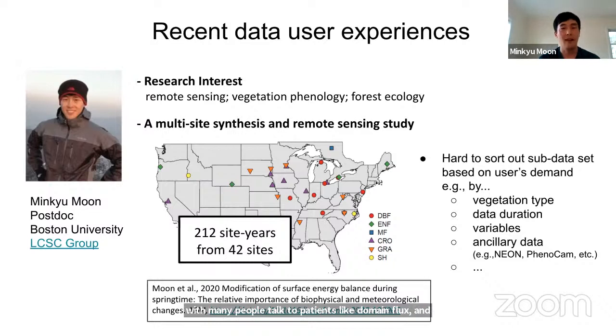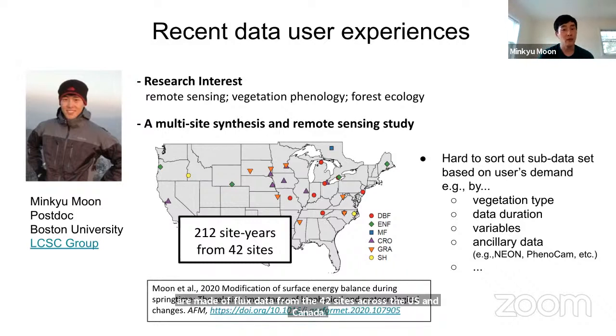And a recent experience of the AmeriFlux dataset I have is for the second chapter of my dissertation, to assess the impact of the vegetation phenology on the surface energy balance changes during the springtime. I used the MODIS land surface phenology product and then 212 site years of the AmeriFlux data from the 42 sites across the US and Canada. Yes, overall, the data set was really great.